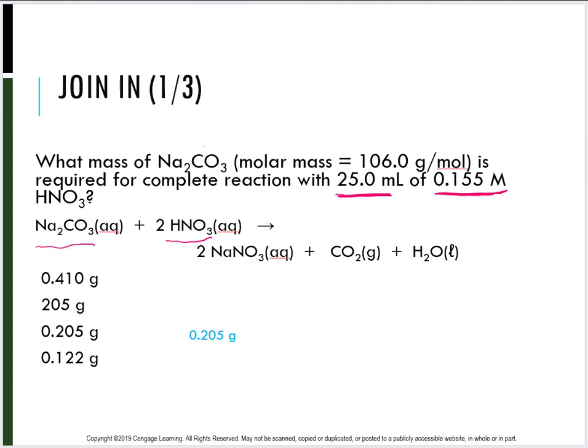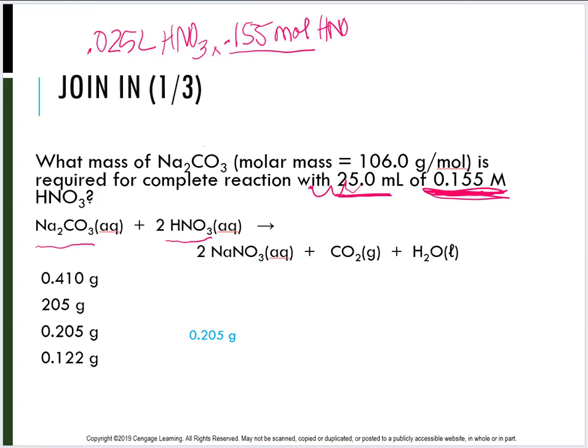So I'm starting with volume here. I'm going to start with my 25 milliliters and go to liters. I'm just going to do that in my first step right off the bat and move my decimal point back 1, 2, 3 spots. So 0.025 liters. And this is HNO3. And I'm told the concentration of HNO3 is 0.155 moles of HNO3 per liter of HNO3.